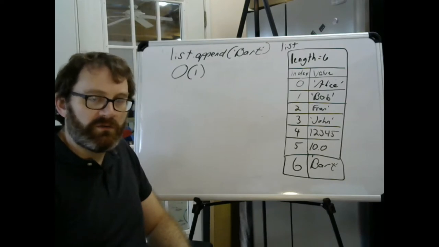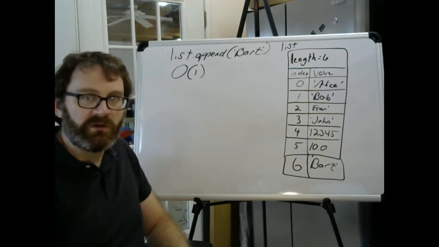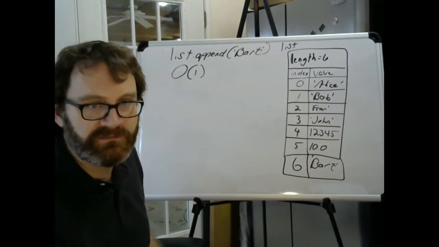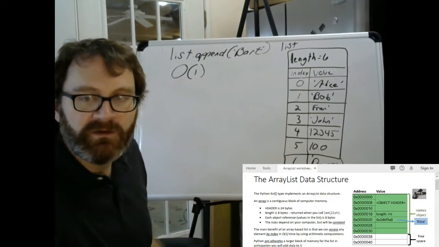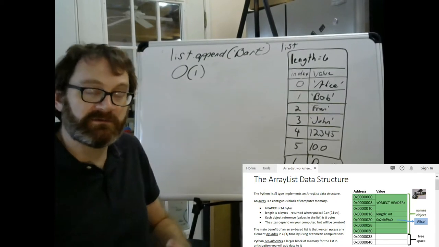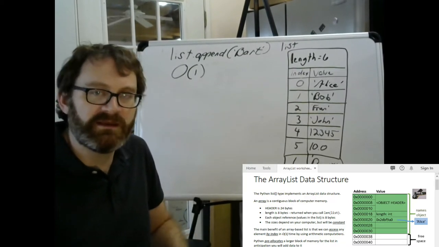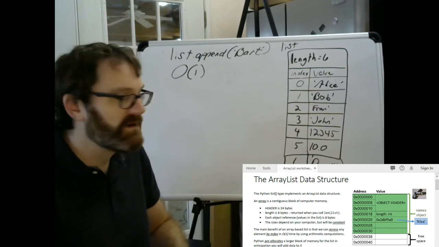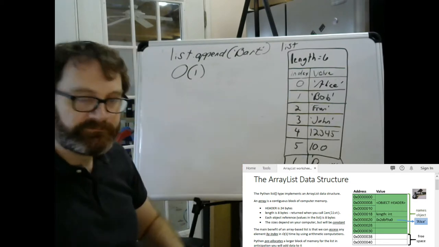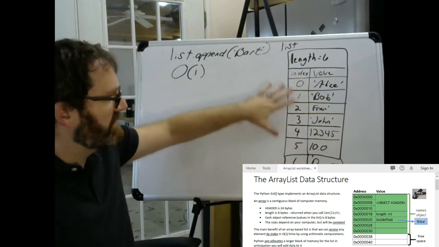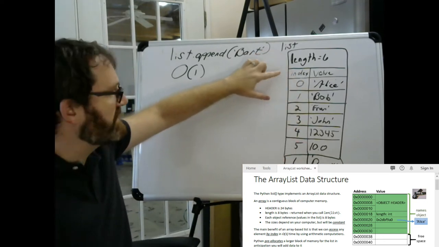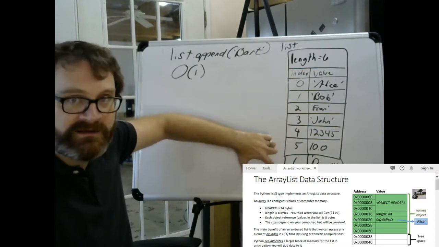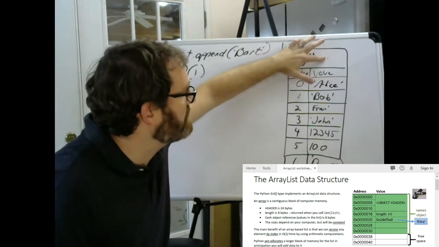How do we know in memory where the last item in the list is? Let me bring up my little document again real quick. Well, Python has this handy thing inside its list that tells you the length of the list. Initially, this list had 6 items: 0, 1, 2, 3, 4, 5, 6. And then I added a 7th, so my length has gone up.